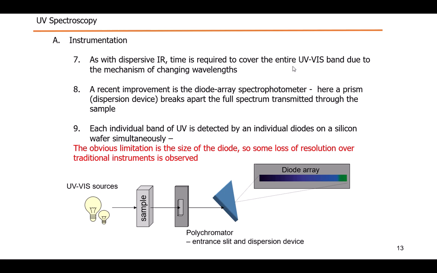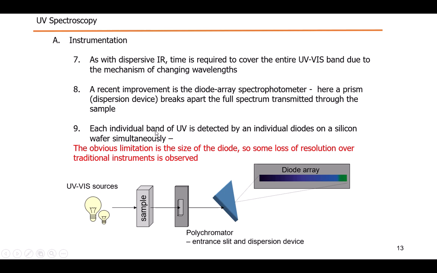sample. A recent improvement is the diode array spectrophotometer, in which a full scan of the radiation is incident on the sample. After emerging from the sample, a diode array detector would separately take the spectrum of all these radiations. This is a good method to obtain the spectrum because it takes lower time. Each individual band of the UV is detected by an individual diode on a silicon wafer simultaneously.